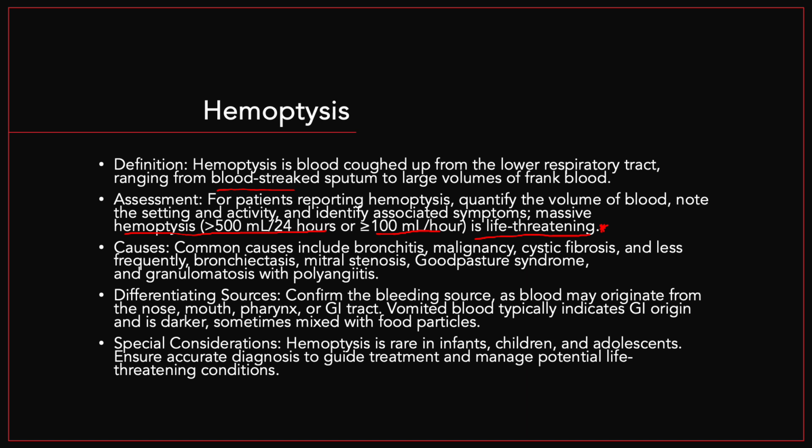So blood may originate from the nose, mouth, pharynx, or GI tract, and then get into the lungs, and they're coughing it up, right? So vomited blood typically is going to indicate GI origin. It is going to be darker and sometimes mixed with food particles. So if we have somebody that's vomiting up coffee ground type blood, mixed with maybe some frank blood, we know that that's probably been in the stomach for a while, especially if it has food matter in there with it.